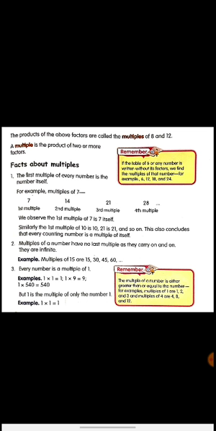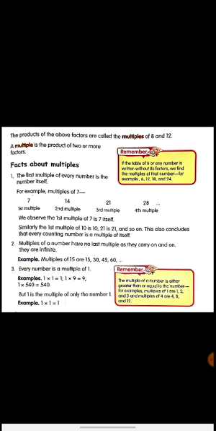A multiple is the product of two or more factors. When we multiply two or more than two numbers or factors, we get their multiple as product or product as multiple. Now let us see some of the facts of multiples. The first multiple of every number is the number itself. The first ever multiple of any number will be the number itself. So if any number is multiplied by 1, or if any number has another factor 1, the multiple we will get will be the number itself.